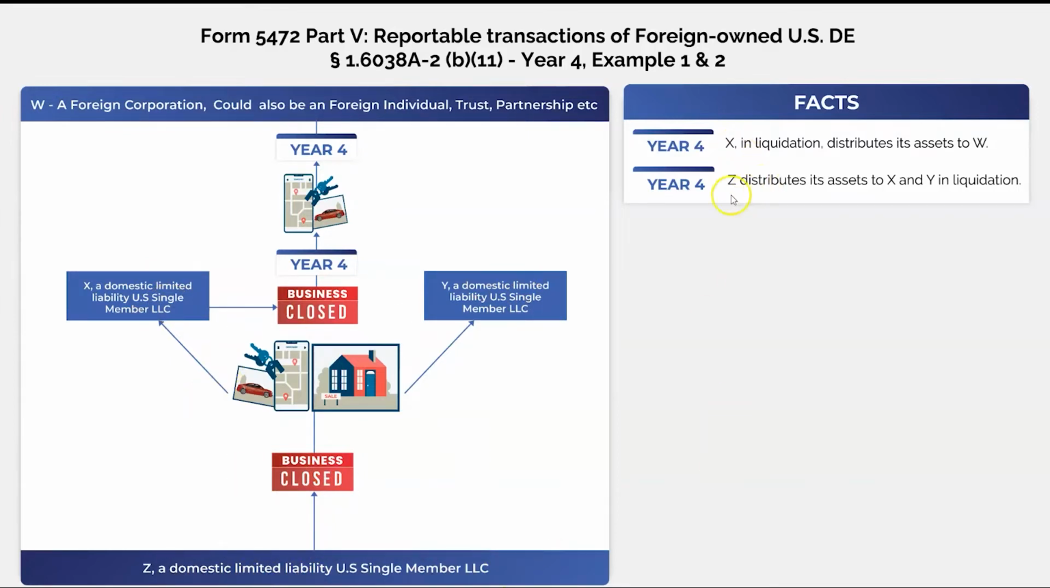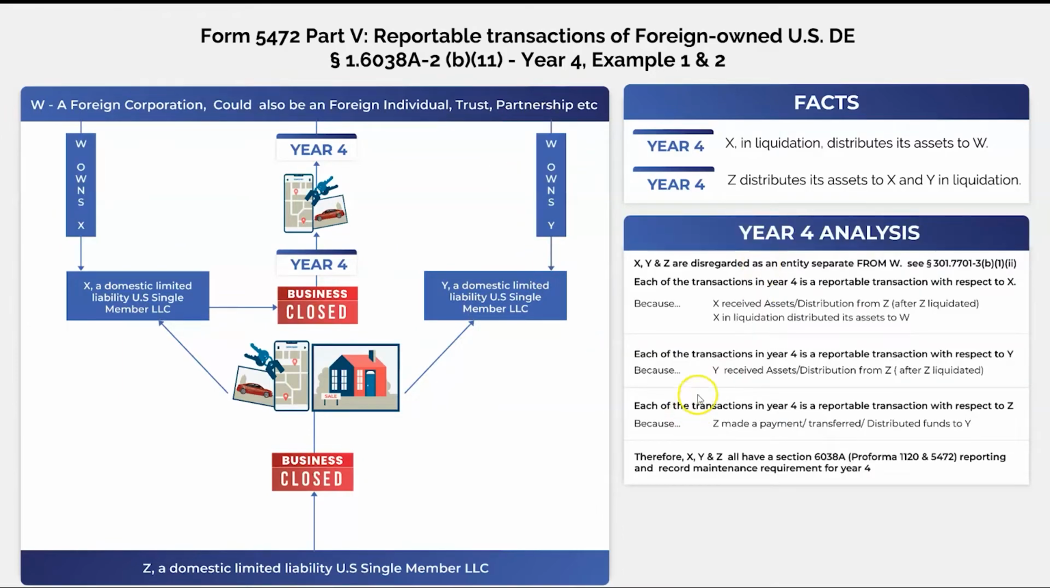So it says that in year 4, Z distributes its assets to X and Y in liquidation. Z had a house and this property here, the phone and the car. When it was closing, it distributed them to both X and Y, because X and Y came together to form Z. When Z is closing down business, it makes sense that whatever asset is left in Z, after paying all creditors and everything, will transfer back to its owners or parent. In this case, X and Y own Z. I brought this in to show you the ownership structure. So W owns X, W owns Y.